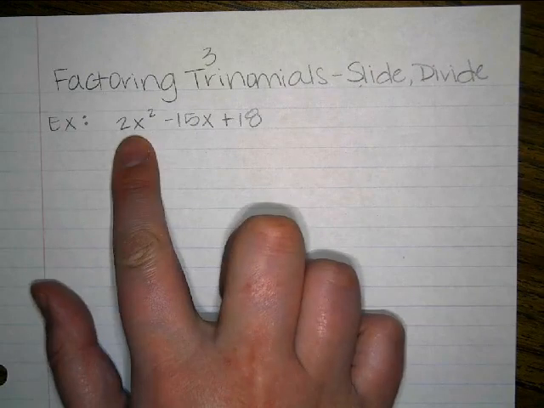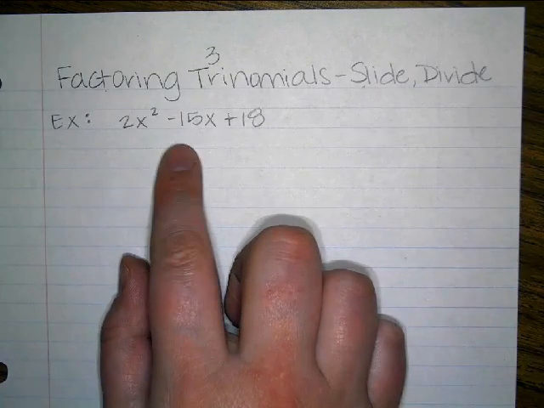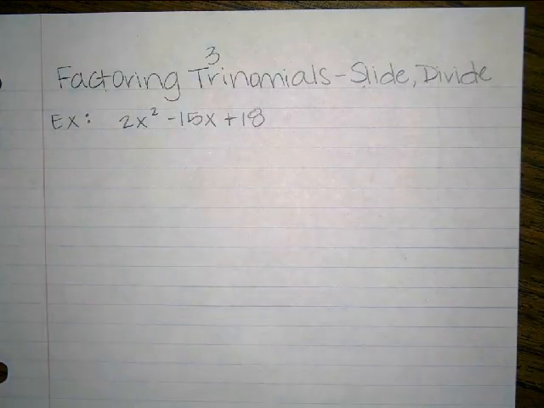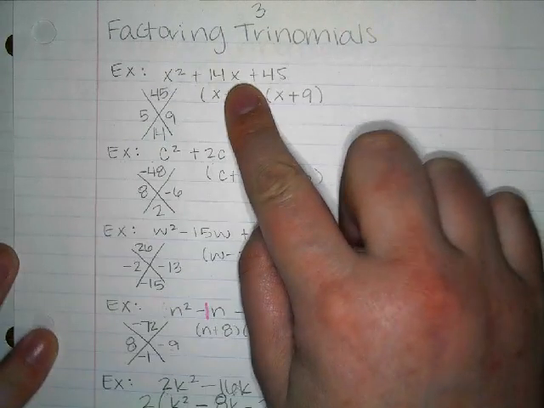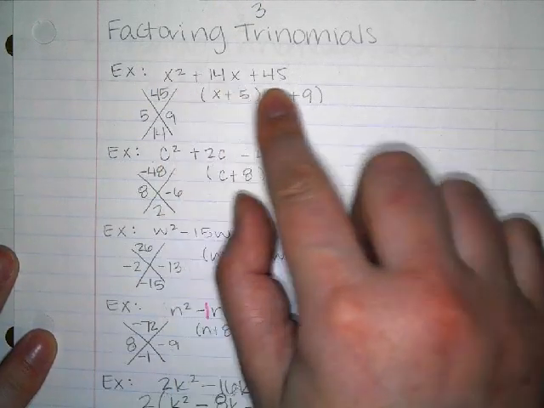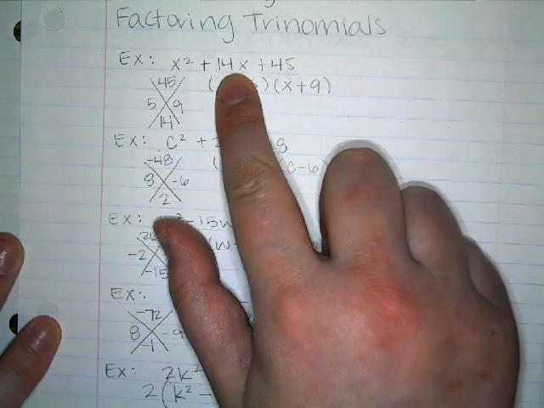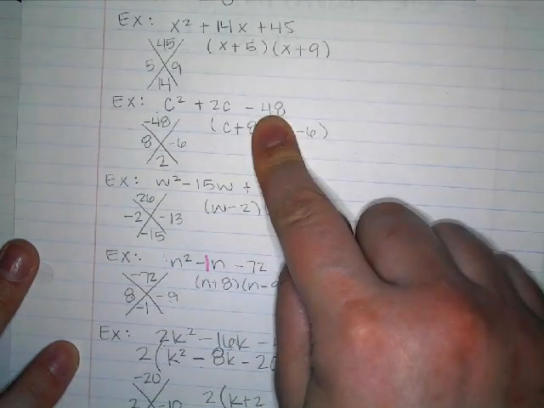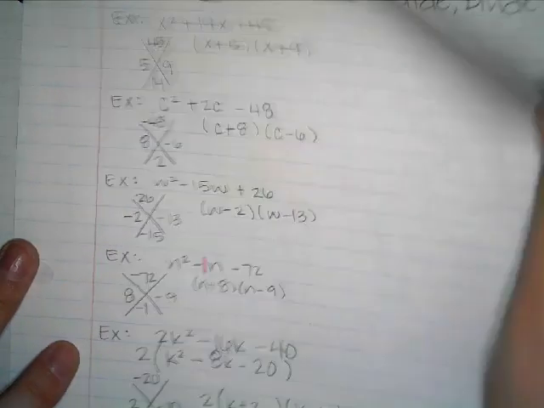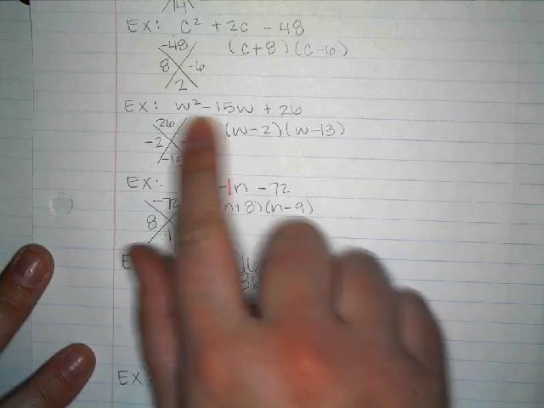So here's this problem. Looks very similar to the warm-up. If we look back at our notes from Friday, on Friday, this was the first problem we did, and we said, okay, x squared plus 14x plus 45. We looked for what multiplied to a 45 and added to a 14. Got the numbers, we were done. c squared plus 2c minus 48. We looked for what multiplied to a negative 48 and added to 2. Easy. What multiplied to a 6 and added to a negative 5 here. So this was the problem that we had.